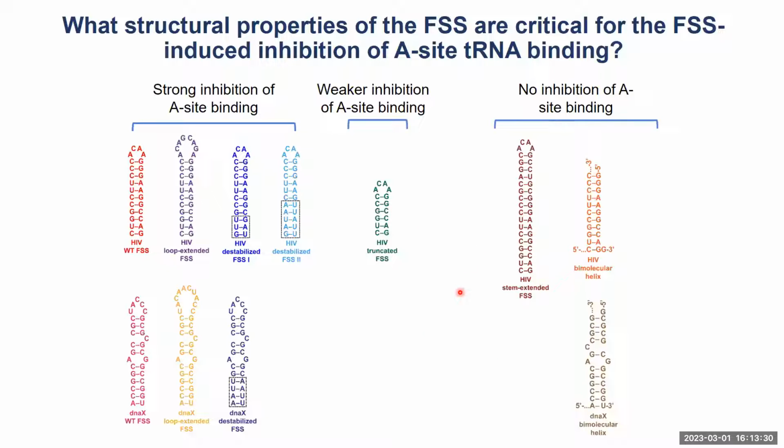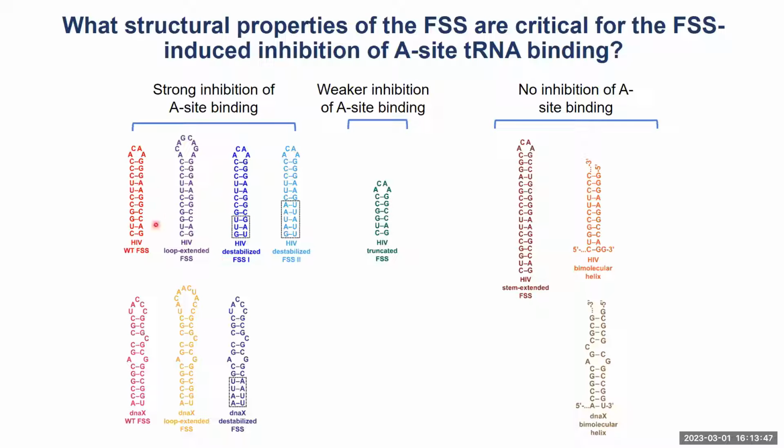For the sake of time, I'm not going to go through experiments where we test the effect of these constructs on tRNA binding. Like I told you, these stem loops can do both things. They inhibit tRNA binding and inhibit translocation. The summary of these experiments is shown here.